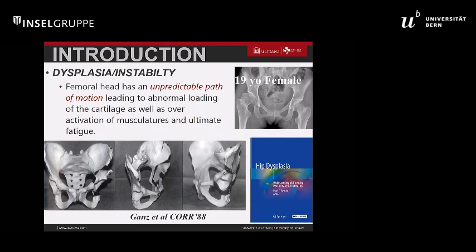What is dysplasia or instability? To me, it's really where the femoral head has an unpredictable path of motion leading to abnormal loading of the cartilage as well as overactivation of the musculature and ultimate fatigue. And I think this is where the PAO, as nicely shown by Jeff and their group, and here in Bern, is the gold standard in terms of treatment.